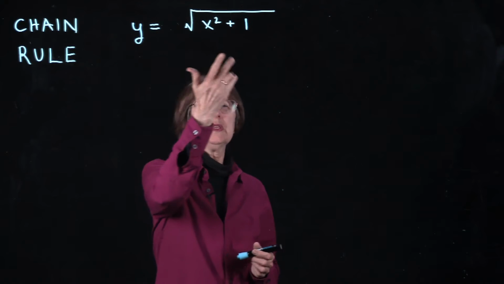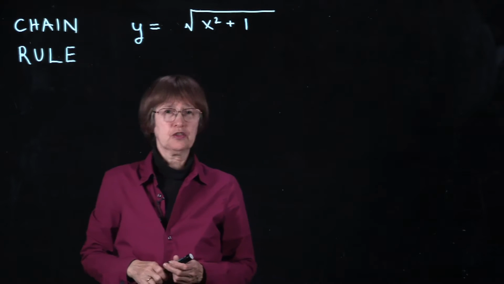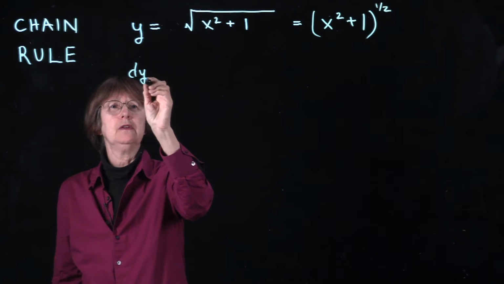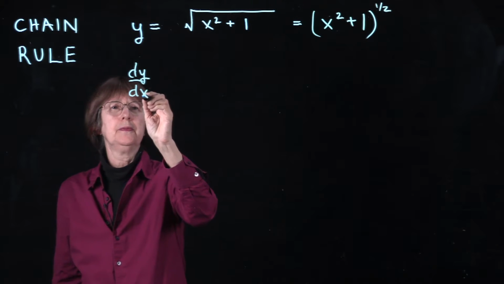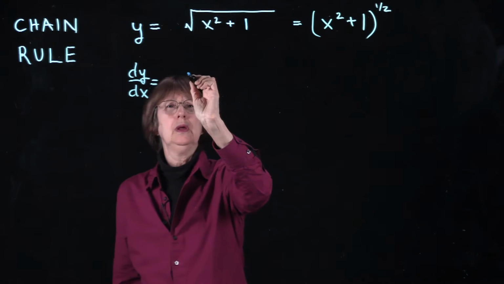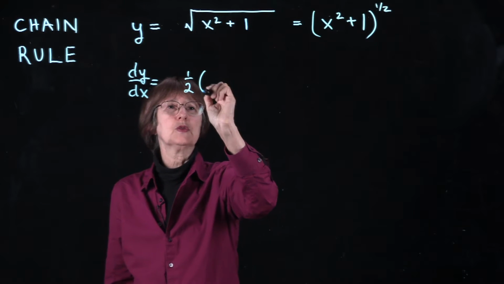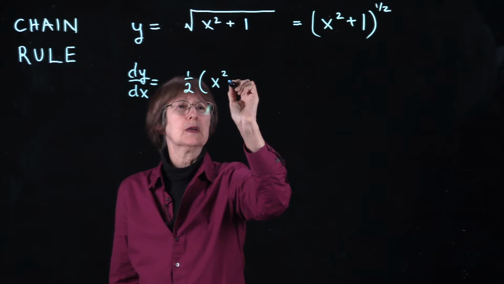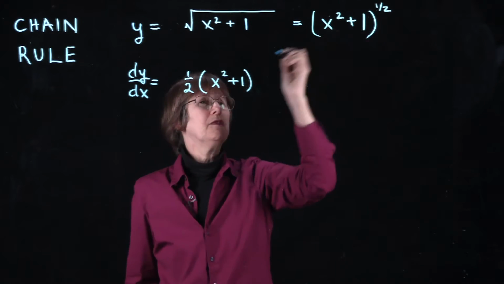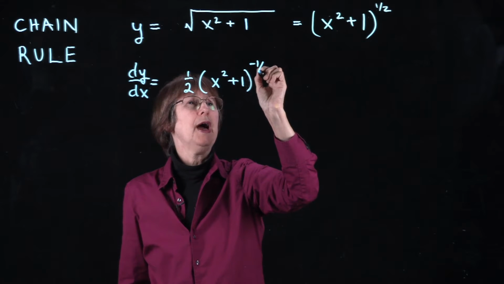Let's practice using the chain rule on the following function of x. So when we compute the first derivative of this function, the idea is to first apply the power rule, which will give us 1/2 times x squared plus 1, raised to the power 1/2 minus 1, which is minus 1/2.